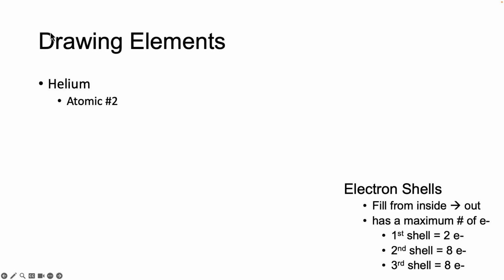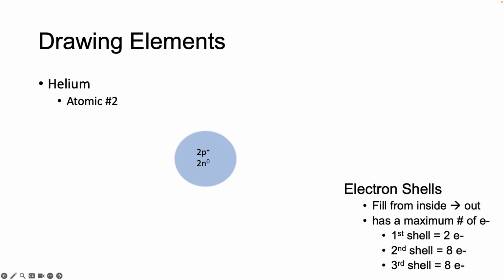So let's practice looking at the structure of helium and seeing if we can predict its behavior based on its structure. So helium is atomic number 2. What does that mean? That means that it has 2 protons, right? So let's draw a nucleus, and we're going to put 2 protons in it.